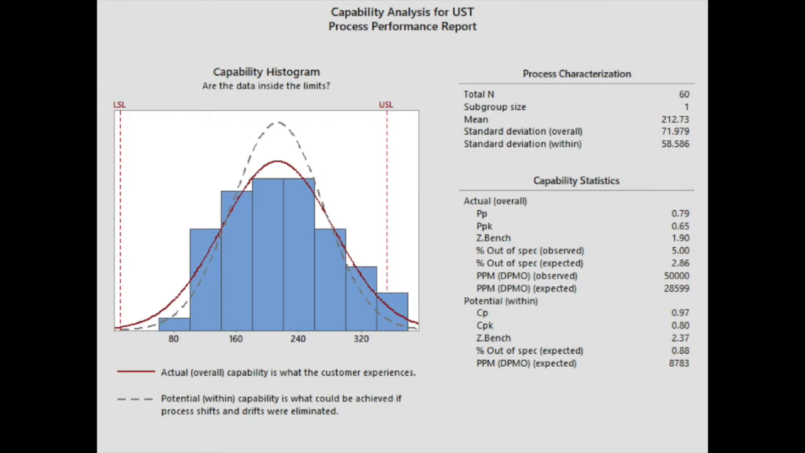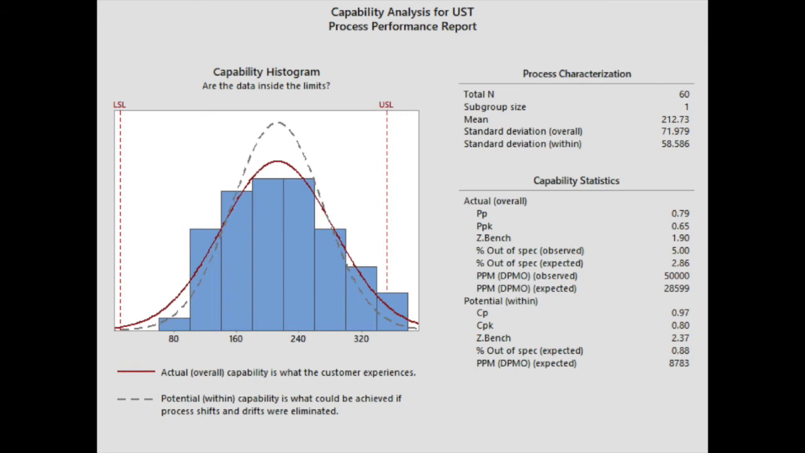Then, let's have a look at the capability process analysis. If we look at the graph, we can see that the UST branch data mean is slightly shifted to the right from the middle of the specification. We also can see that some of the UST branch data exceed the upper specification limit, which means that some of the process cannot meet the standard of Causeway Bay branch data.